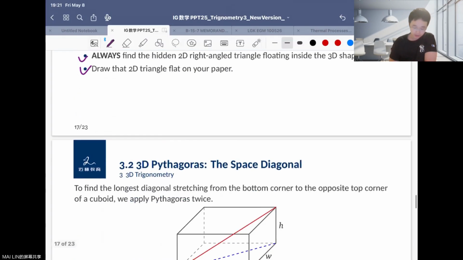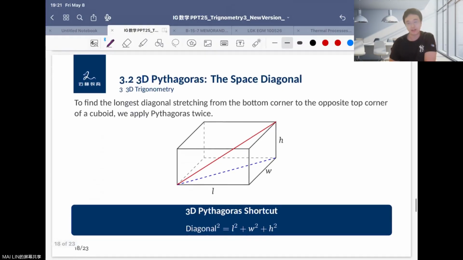But here I just want to show you some problems that will make it easier for you to understand. So let's move to the first example. Here we can see there is a cuboid. We can draw it with a height h, a length l, and a width w.